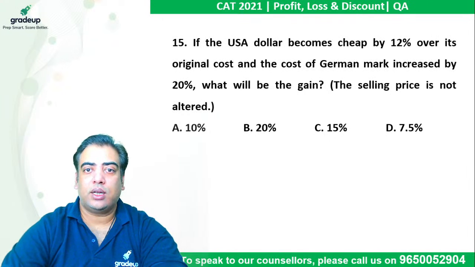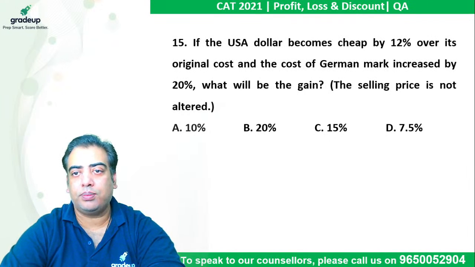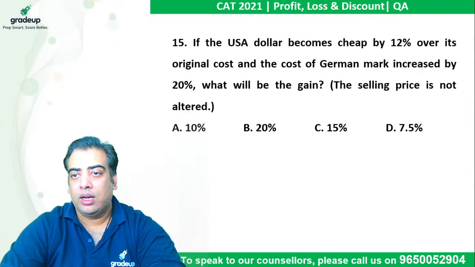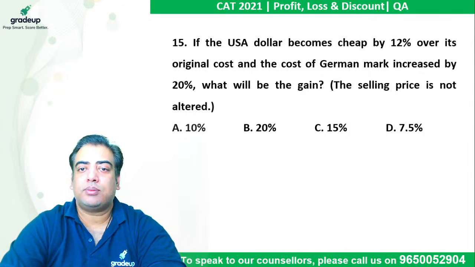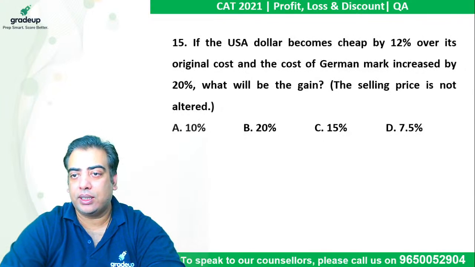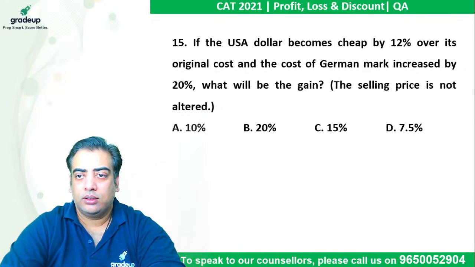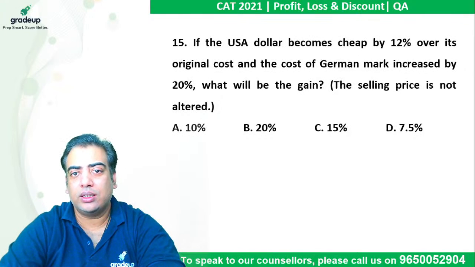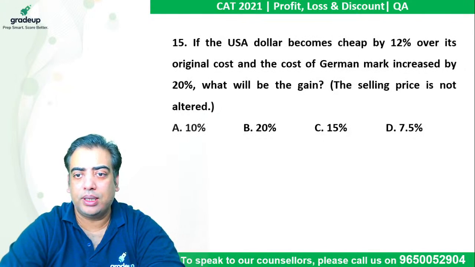So here it says if the US dollar becomes cheap by 12% over its original cost and the German mark increased by 20%, what will be the gain? The selling price is not altered. So it is again based on the same question, can be done easily, but we need to check its answer options also.